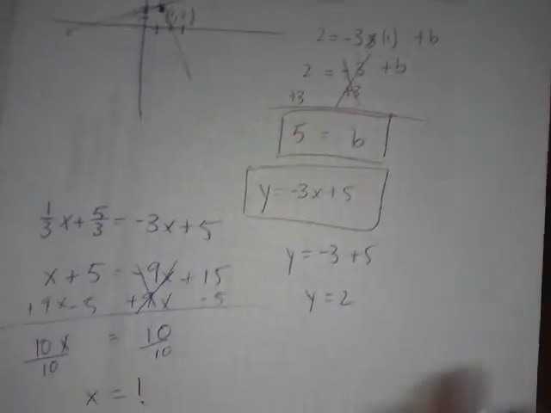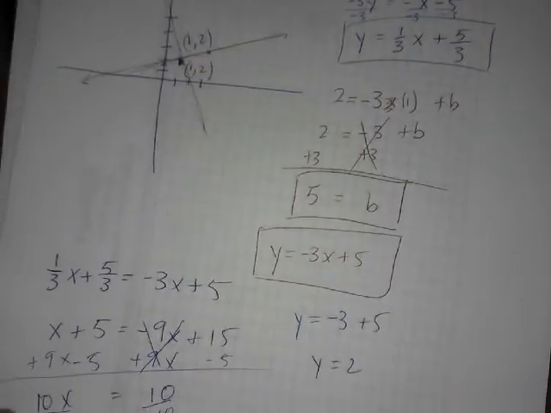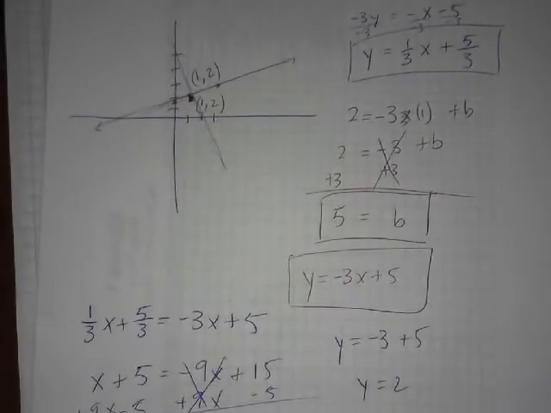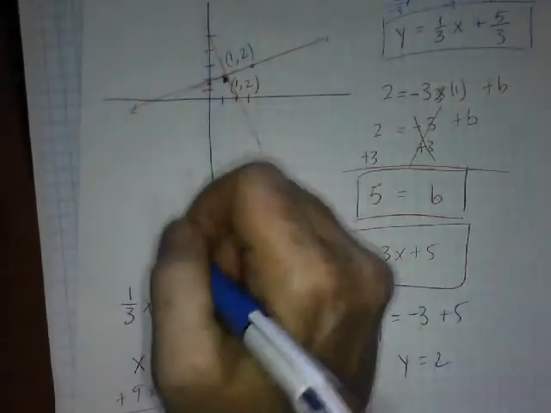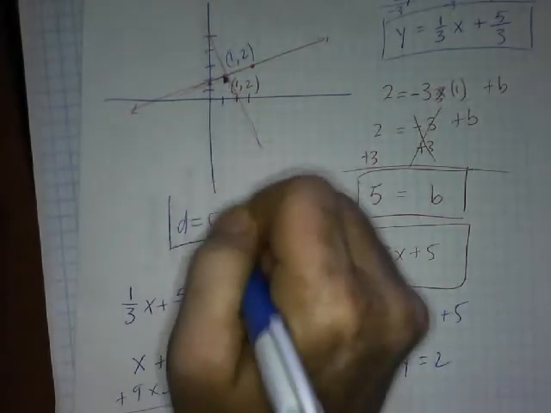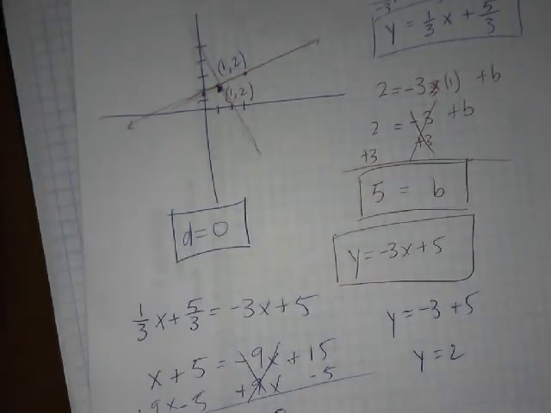What's the distance between 1, 2 and 1, 2? I don't have to put that in my distance formula to know that the distance between 1, 2 and 1, 2 is 0. So we're going to say the distance equals 0. Wasn't that cute? Love it.